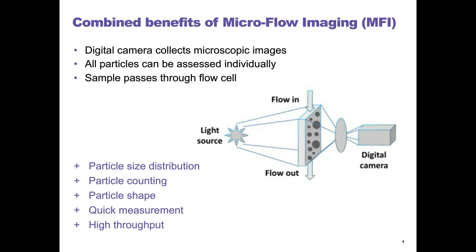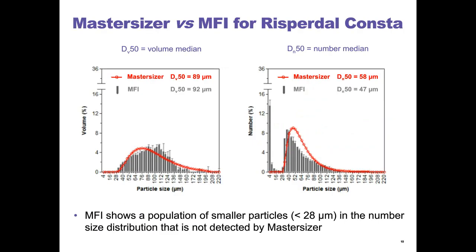On this slide, the size distribution results are compared between Mastersizer, or laser diffraction, and MFI for Risperdal Consta. We are reporting size distributions based on volume percentage as well as number percentage because Mastersizer is in principle a volume-based technique, whereas MFI is in principle a number-based technique. To be able to compare the results of both techniques, we transformed the Mastersizer raw data into a number-based size distribution and the MFI raw data into a volume-based size distribution, assuming perfectly spherical particles.